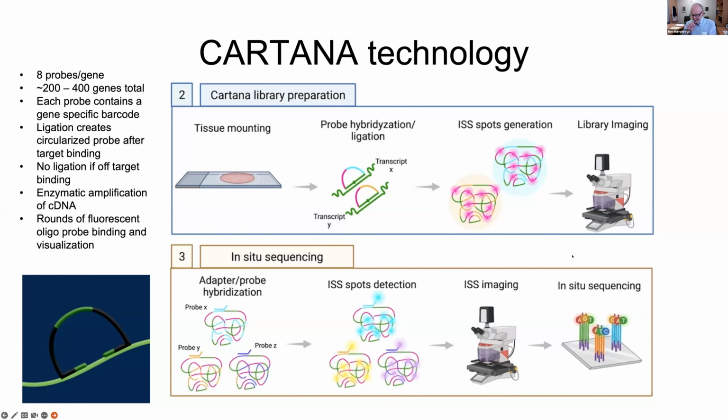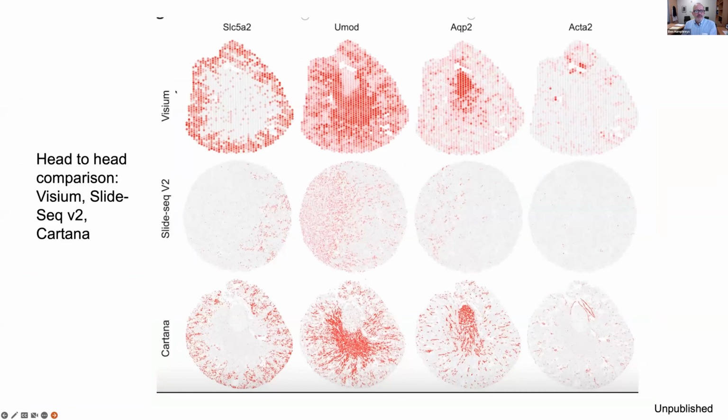probe-based technology. And when we compare Visium, which is very robust, I mean, we actually like it, it's genome deep, even though it's quite low resolution. You get really much better resolution with this kind of Cartana approach.